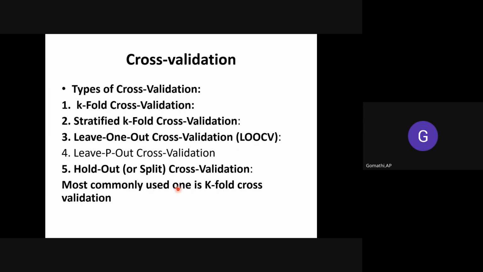First one is the k-fold cross validation. Second one is the stratified k-fold cross validation. Next one is the leave one out cross validation, which is called LOOCV. Next one, leave P out cross validation. Final one, hold out cross validation. Most commonly among these five types, we can concentrate on k-fold cross validation because it is famous and repeatedly used by users to evaluate the performance of the model.